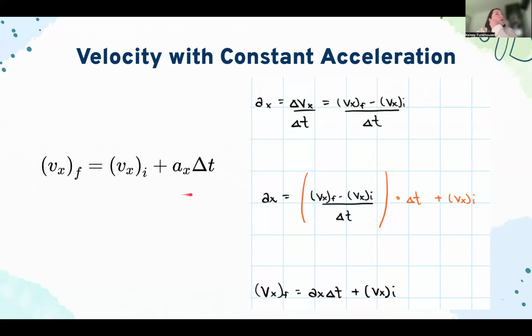So this one works for constant acceleration. If there is acceleration, then you can figure out what the velocity is after a time interval. And if you have 0 acceleration, you'll see, oh yeah, the final velocity equals the initial velocity because it's not accelerating, it's constant velocity.